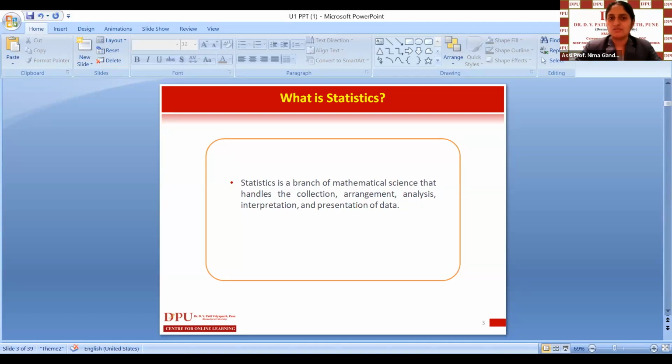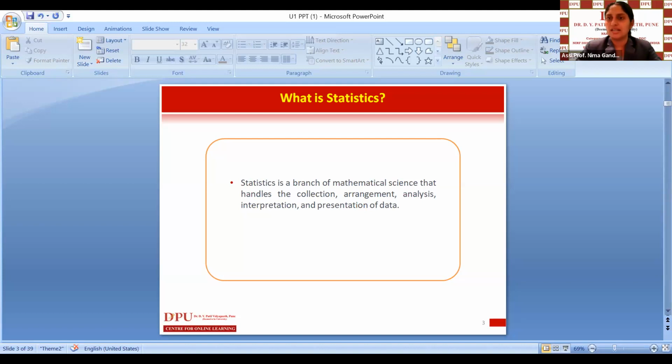Arranging data to convey meaning, presenting data in tables and charts. So before arranging data, you must know what type of data is available in statistics, what type of data you collect in statistics. Okay, there is qualitative data and quantitative data. Depending upon the type of the data, you decide how to represent it in different charts.